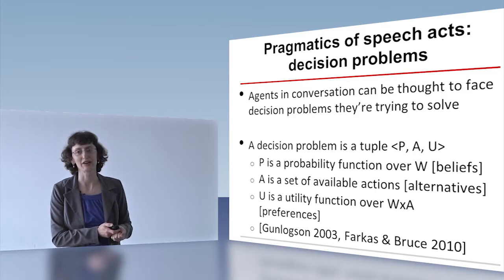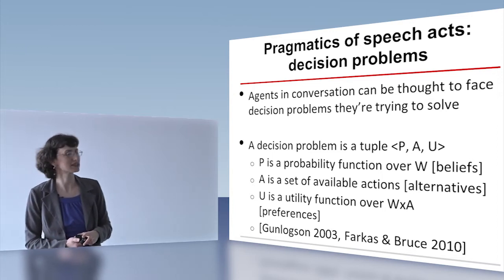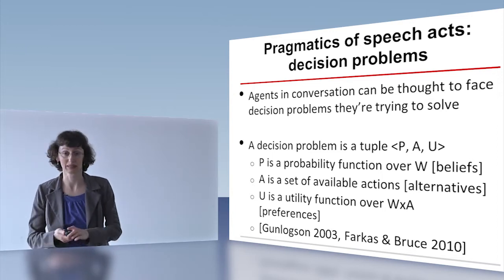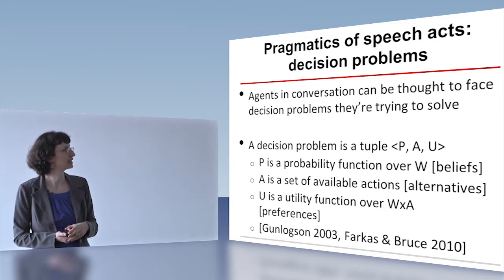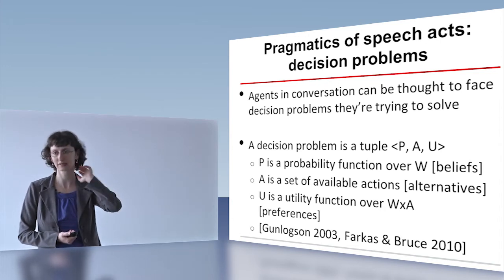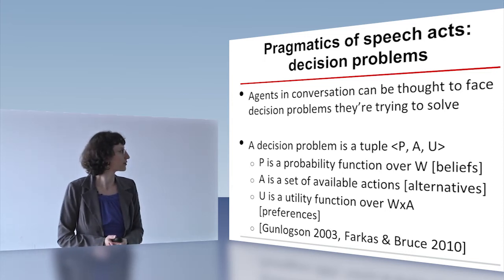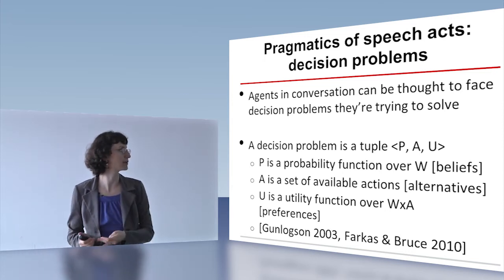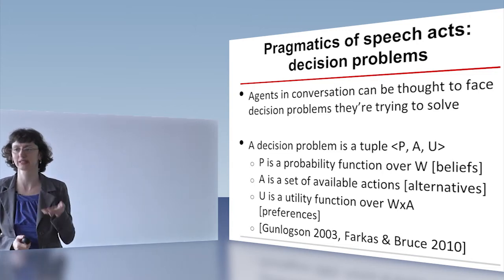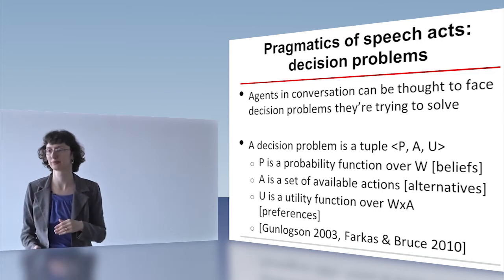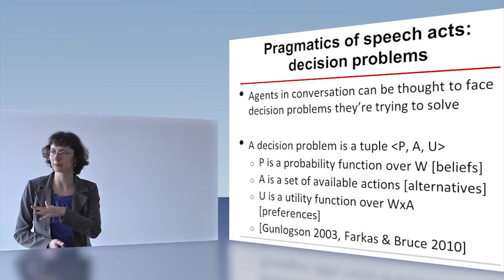All right. Okay, fine. I have to mention decision theory. So this will not play a huge role, but a little bit of a role. Agents in conversation can be thought to face decision problems they're trying to solve. And you can think of a decision problem as a tuple. The first part of the tuple is a probability function over the set of possible worlds, right? This could represent an agent's beliefs. So you'd need a couple of those for the speaker and for the hearer. And these are private beliefs, not public commitments.